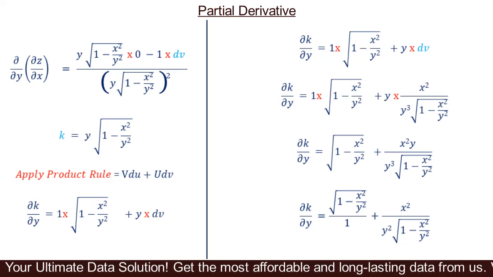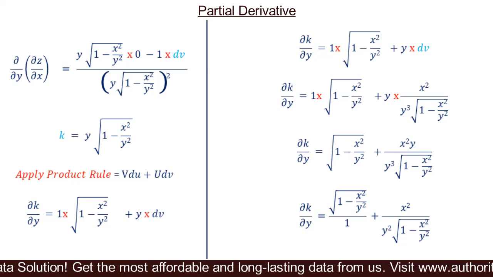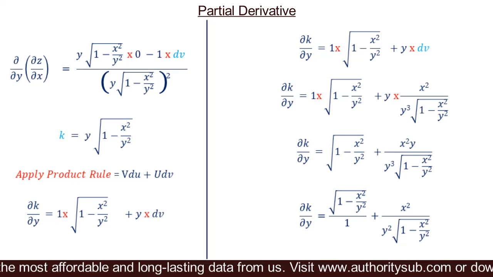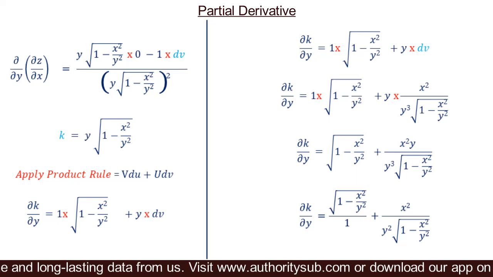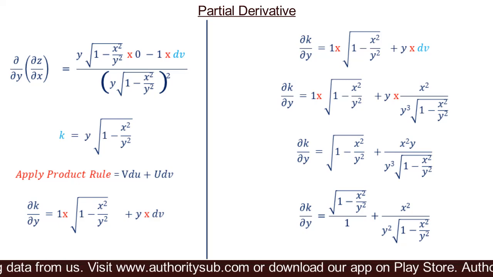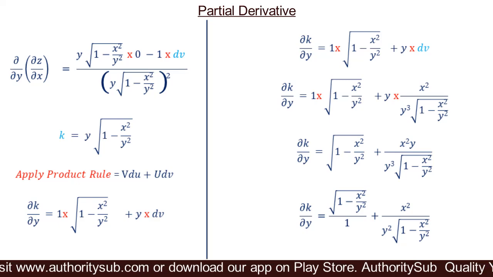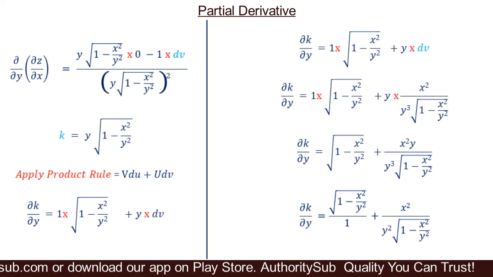So the partial k all over partial y is equal to square root of 1 minus x squared all over y squared all over 1, which is the same, right? Plus x squared all over y squared square root of 1 minus x squared all over y squared. Are we together? Yes. Now look at this. Let's combine these two together, please.